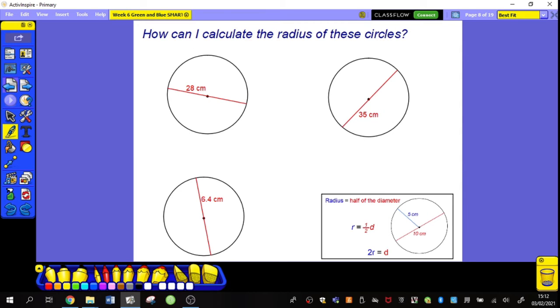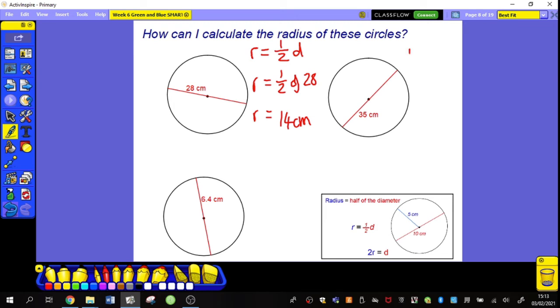Oh, too far. Okay, so now I'm given the diameter, and I need to remember that if I'm given the diameter I need to half it to get the radius. So the radius equals half of my diameter. This time I've got radius equals half of 28. I could write that 28 divided by 2, that would be fine. So my radius must equal 14, not 44. There we go, 14 centimetres.